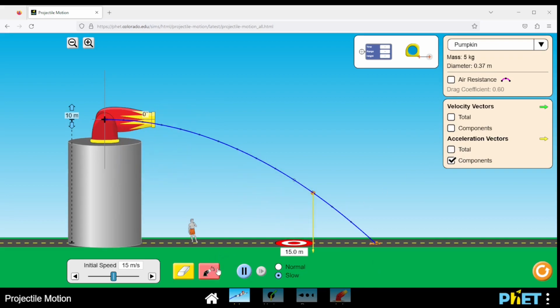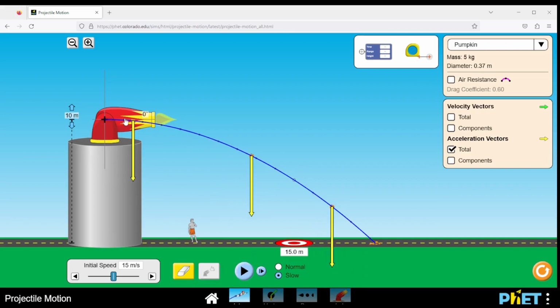Okay, so components is one component pointing straight down. Try total, shoot. So there's our acceleration vector. Here's two different pumpkins being shot. Here, I'll shoot another one. Go for a second. So it's three of them.